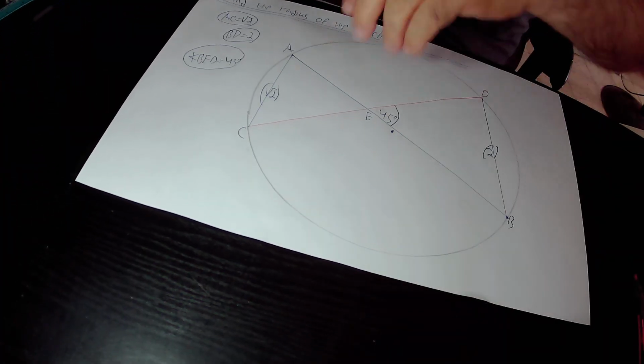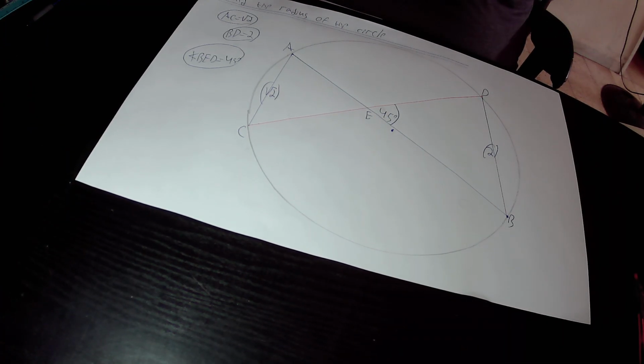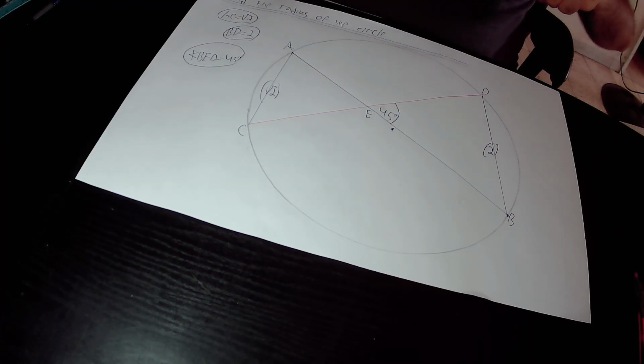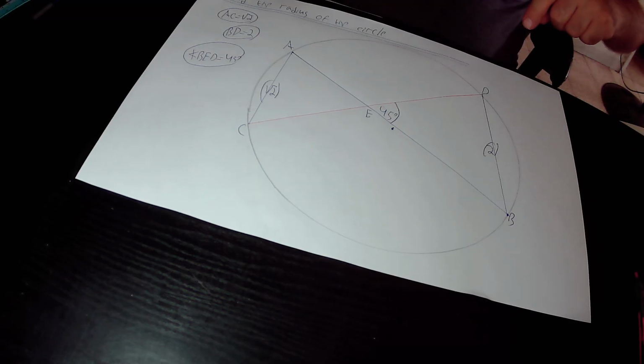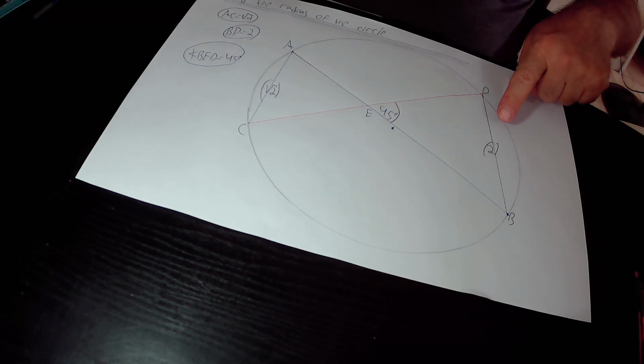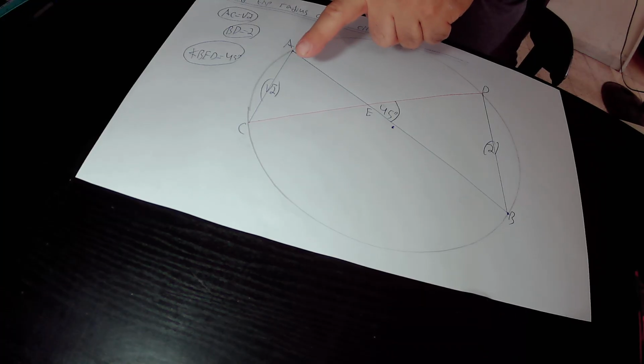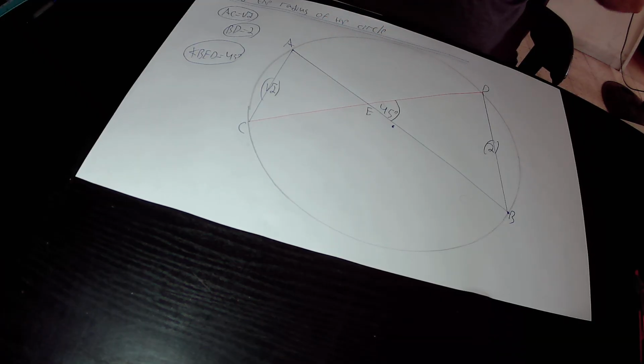And now in this lecture we'll find out the radius of a circle. In the drawing we have a circle. Inside this circle we have chord DB. Chord DB equals 2 units in length. And we also have chord AC. Chord AC equals the square root of 2 units.